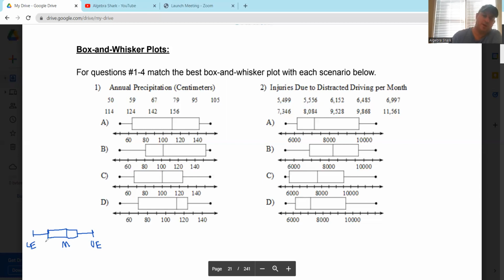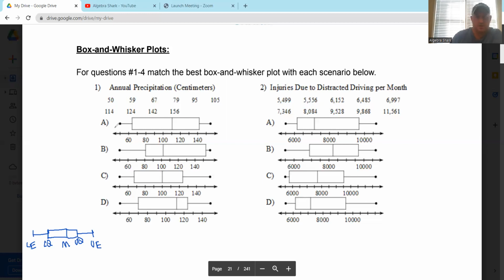The beginning of the box is what we call the lower quartile. That's going to be the middle number between your lowest extreme and your median. And then the end of the box is the upper quartile. That's going to be the middle number between the median and the upper extreme.